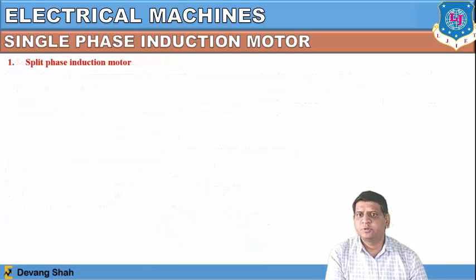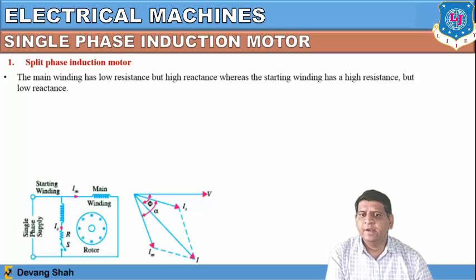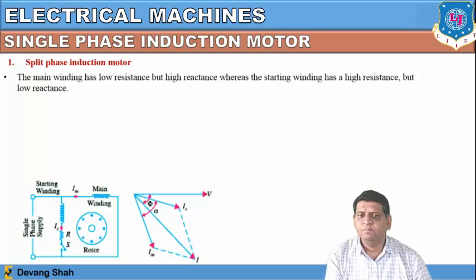If we talk about the split phase induction motor, you can see there is an arrangement of the rotor and a main winding, and perpendicular to it a starting winding. Once you apply the single phase supply, there are two currents: IM flowing through the main winding and IS flowing through the starting winding. Because of this, a resultant current is created in this direction. You can see this in the phasor diagram. One current passes through the main winding, IM, and another passes through the auxiliary winding, defined as IS. So you get these two different vectors.